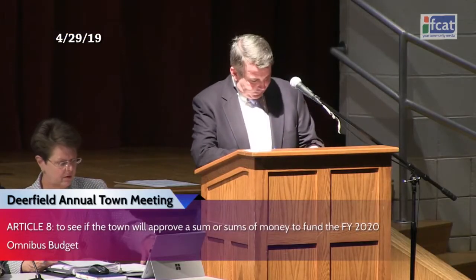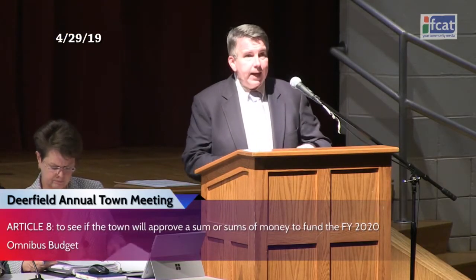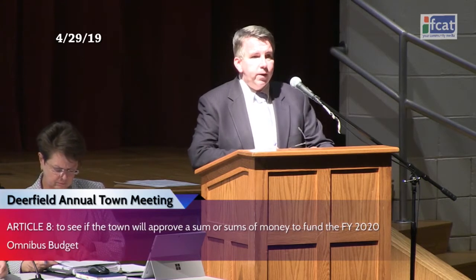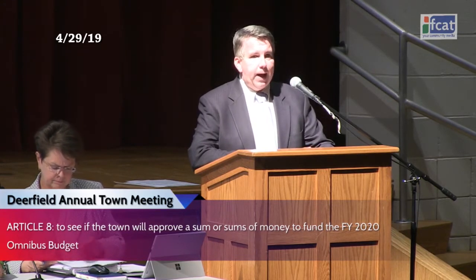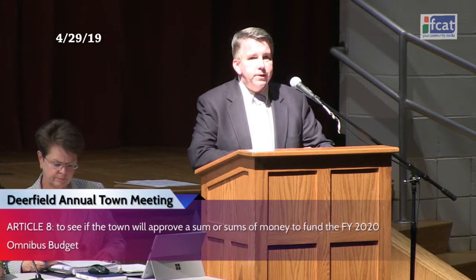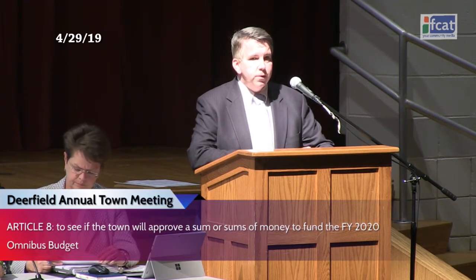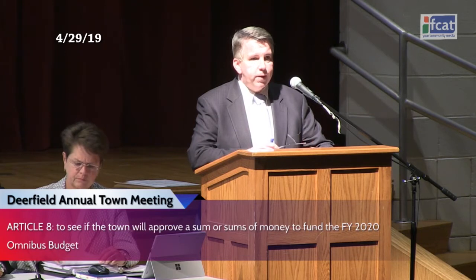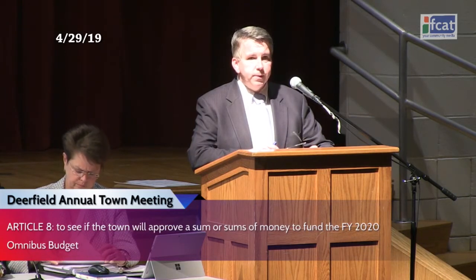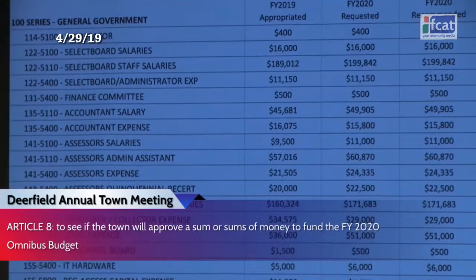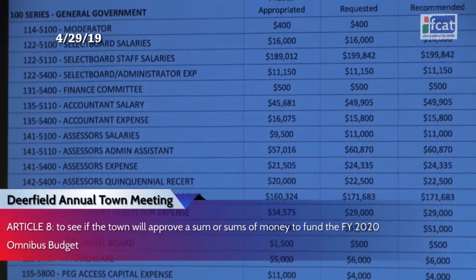So this is how we handle the budget every year. Starting on page 11 in the handout, I'm going to go item by item. If there's any item that you'd like to come back to, if you could clearly state hold, we'll go through the entire list and then come back to the holds. So if there aren't any holds, those items will not be discussed after we go through the list. So with that, we'll be going down the recommended column.